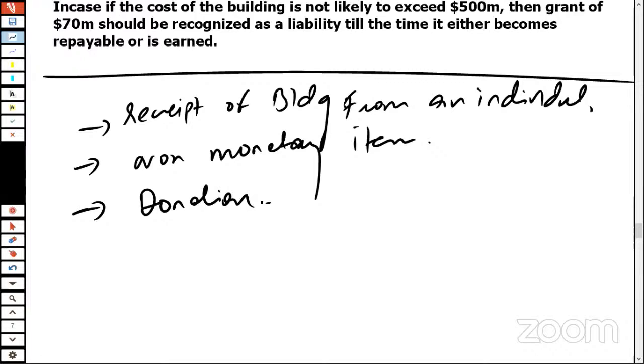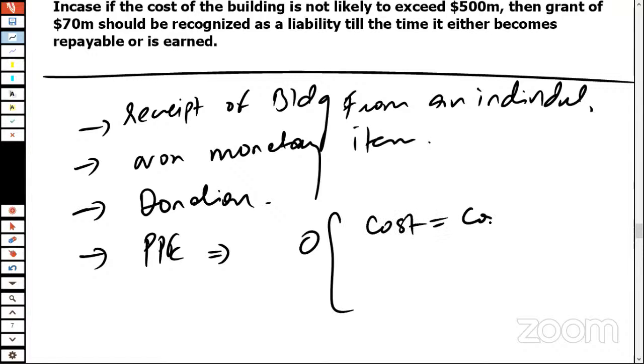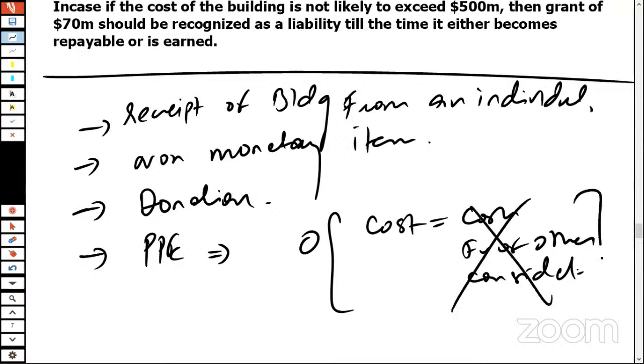Now, if I try to recognize the property, plant and equipment, I'll be recognizing it at zero. Why? Because the property, plant and equipment is recognized at cost, and cost is the cash or cash equivalent paid or fair value of other consideration transferred. So we have done neither of them. So on the basis of this, the PPE is going to be recognized at zero.